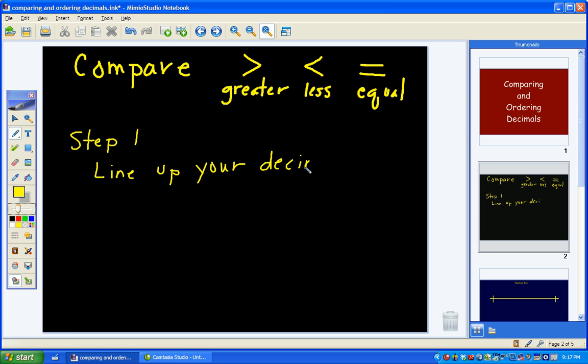Sometimes when we look at numbers with decimals, we just assume which one's bigger or smaller, but if we really put the decimals where they go, then we would see that one's bigger than the other or vice versa. So line up your decimal points. Start at the left. And compare the digits of the same place value, just like you do in the whole numbers.